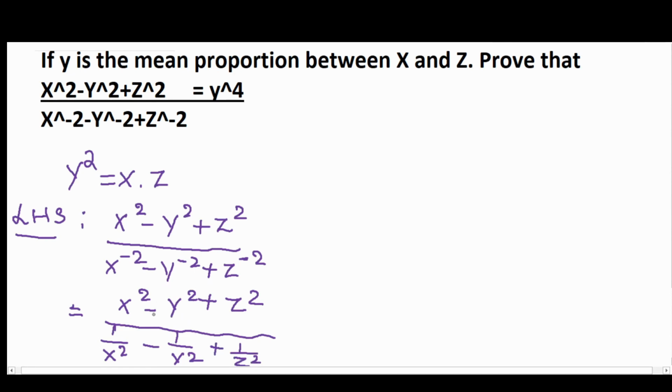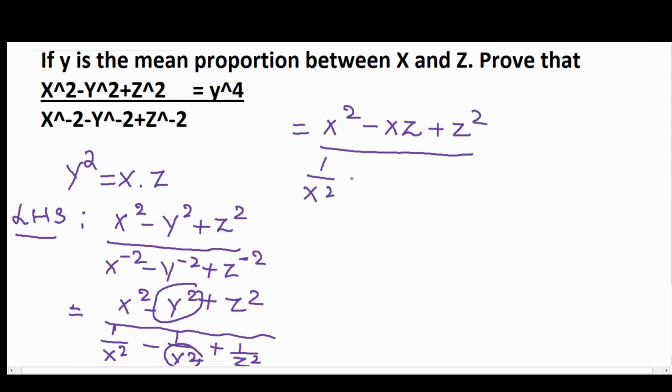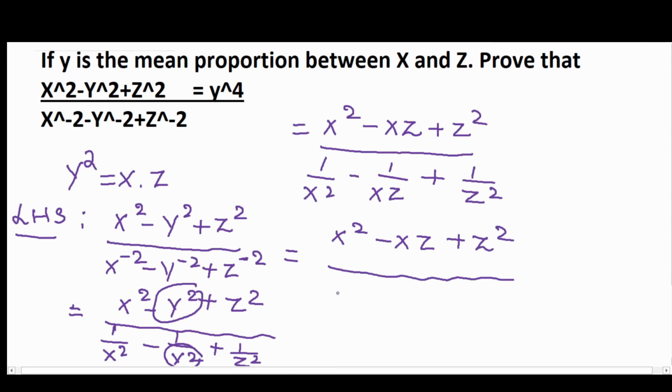Wherever y square is there, in that place, let's substitute its value, that is xz. On substituting this value, my LHS becomes x square minus xz plus z square divided by 1 over x square minus 1 by x into z plus 1 over z square. Let's take LCM in the denominator, where you have x square, xz and z square. On taking LCM, you get x square z square as the LCM. So the first term will be z square minus xz plus x square, since the LCM is x square z square.